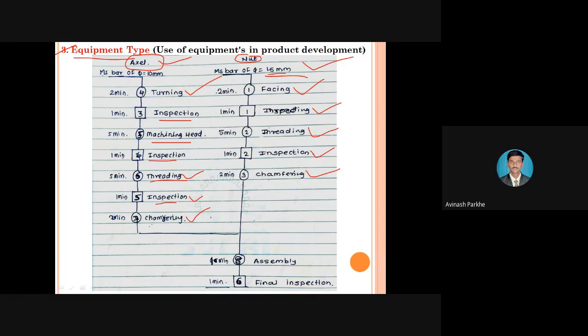But in this type, no movement of the material is represented. No movement of the operator is represented either. Only operations performed by that particular equipment or machine are represented by using this equipment type, or machine type, of flow process chart. So these are the three subtypes of the flow process charts.